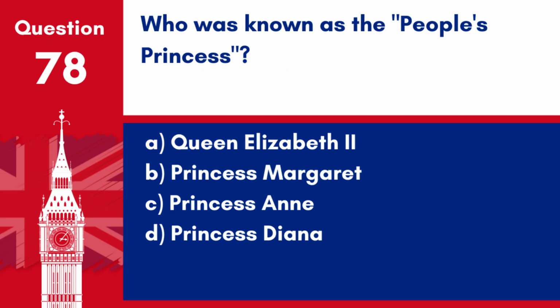Question 78. Who was known as the People's Princess? A. Queen Elizabeth II. B. Princess Margaret. C. Princess Anne. D. Princess Diana. Answer: D. Princess Diana. Diana, Princess of Wales, was often referred to as the People's Princess due to her widespread popularity and humanitarian efforts across the globe.